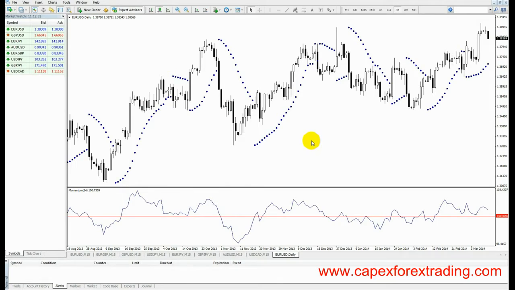In this lesson, we're going to focus on the parabolic SAR and show you how it can be used to get into trends. When you first upload the parabolic SAR, it will display in your price window. It won't display in a separate window like we have here. And when you do upload it, you will see these dots that look a little bit strange at first.